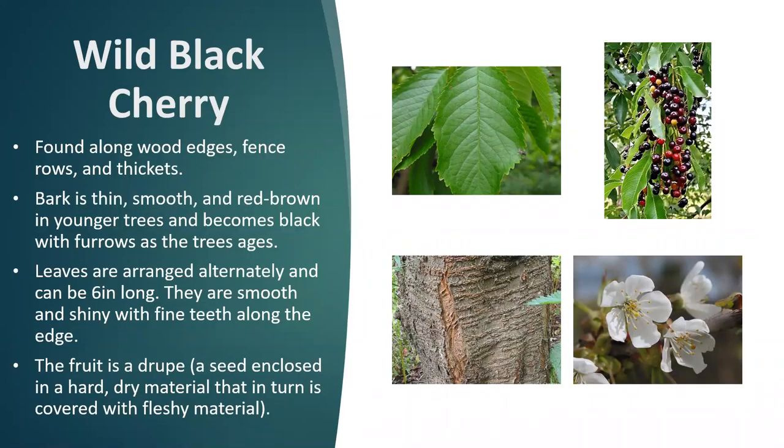Next up is wild black cherry. You can find these along wood edges, fence rows, and thickets as well. The bark is thin and smooth and red-brown if it's a younger tree. The leaves are arranged alternately and can be 6 inches long. They're smooth and shiny with fine teeth along the edge. And the fruit is a drupe, looks like a cherry.